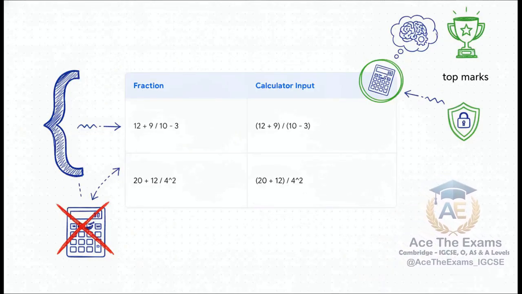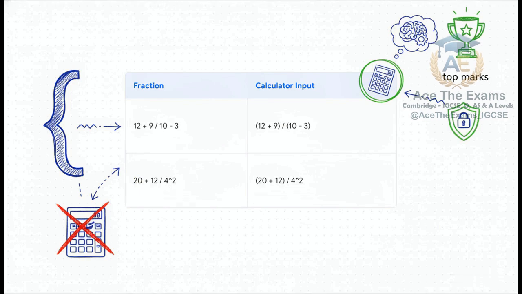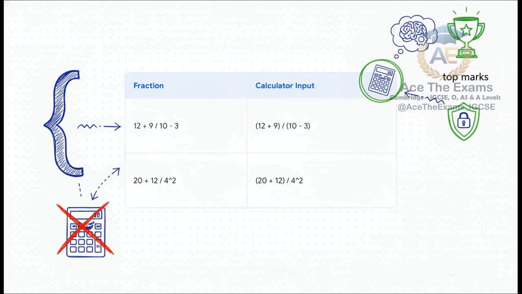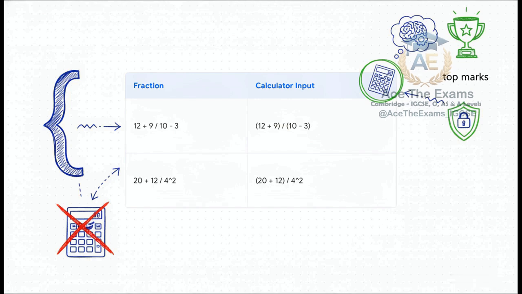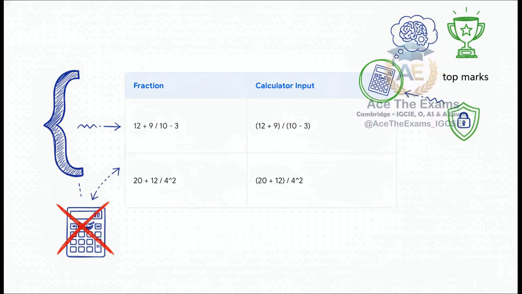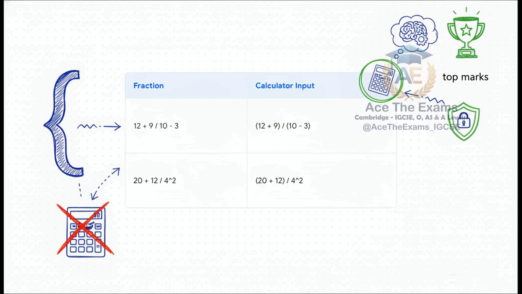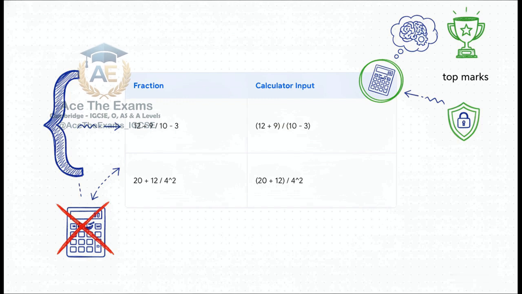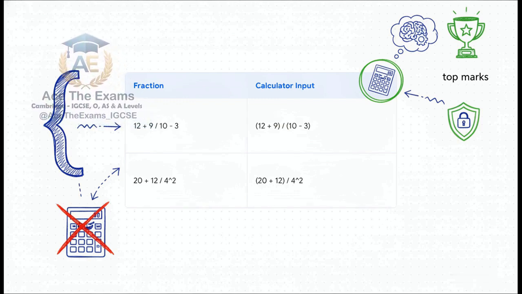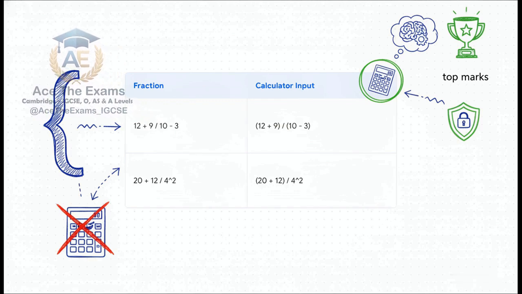For a complex fraction like 12 plus 9 over 10 minus 3, if you literally type 12 plus 9 divided by 10 minus 3, the machine will do 9 divided by 10 first, outputting something like 11.9. Total disaster. The correct tactical input is open bracket, 12 plus 9, close bracket, divided by, open bracket, 10 minus 3, close bracket. This forces the calculator to resolve the entire numerator to 21, the entire denominator to 7, and only then divide 21 by 7 to get your perfect answer of 3.